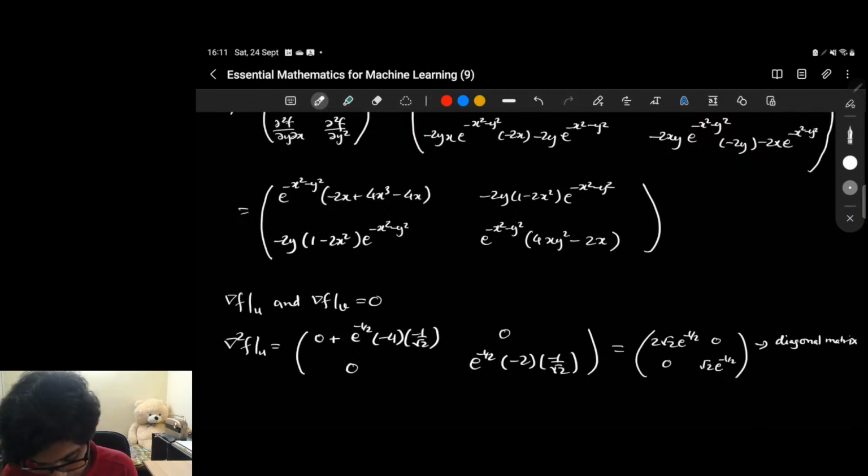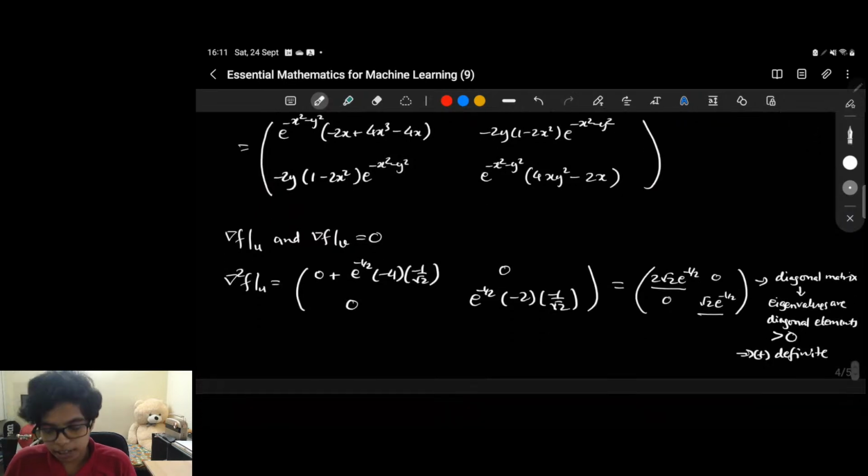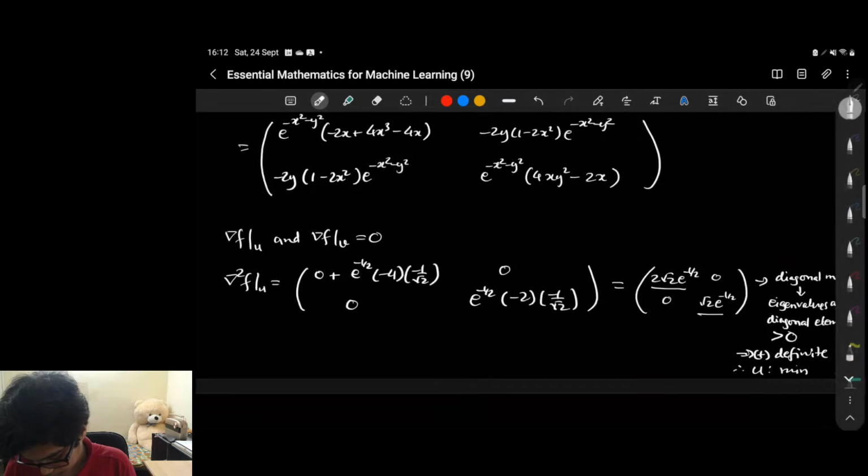Now, for a diagonal matrix, the eigenvalues are the diagonal elements. And these eigenvalues are greater than 0. Each of these terms is greater than 0. Therefore, it is positive definite by the eigenvalue test. If all the eigenvalues are positive, then you have a positive definite matrix. And since del squared f is positive definite, u is a point of minimum.